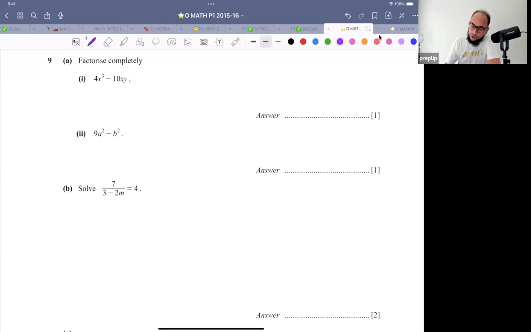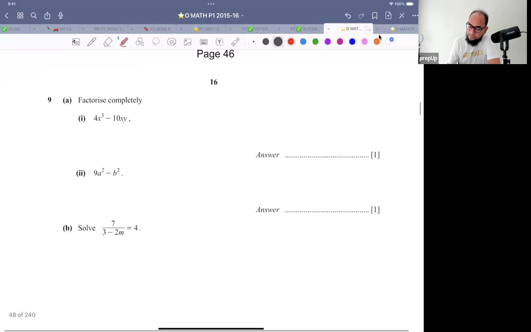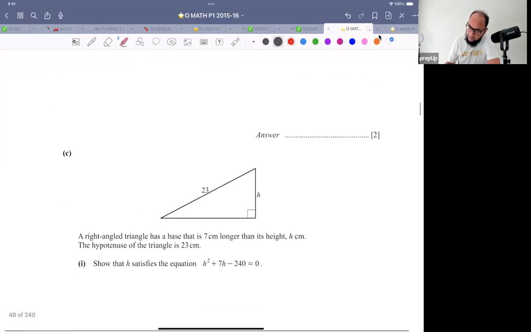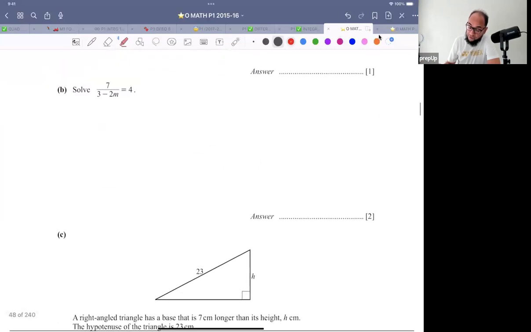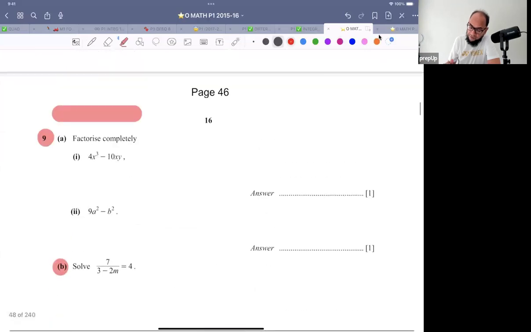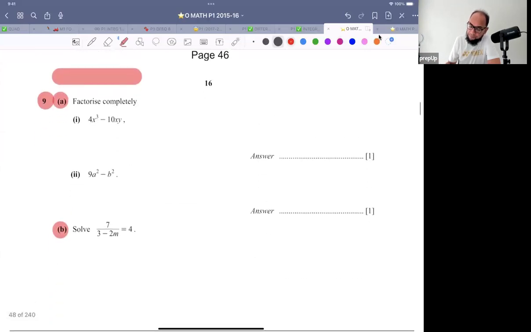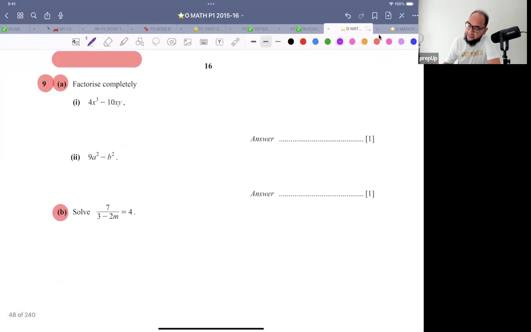So now let's look at this question. Again, this is algebra. Question number 9. We are focusing on part A, and yes, we'll also focus on part B and part C. So first, let's focus on part A and B. First thing is factorize completely. So first of all, take the number common out, which is 2. Take the variable common out, which is x. We are left with 2x squared, and then we are left with a 5 over here, a y over here.